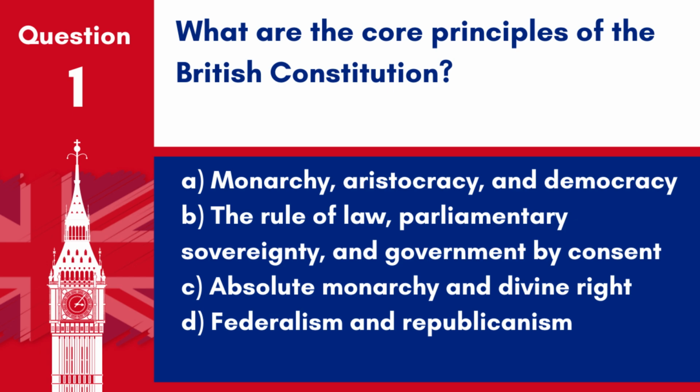Question 1. What are the core principles of the British Constitution? A. Monarchy, aristocracy, and democracy. B. The rule of law, parliamentary sovereignty, and government by consent. C. Absolute monarchy and divine right. D. Federalism and republicanism.